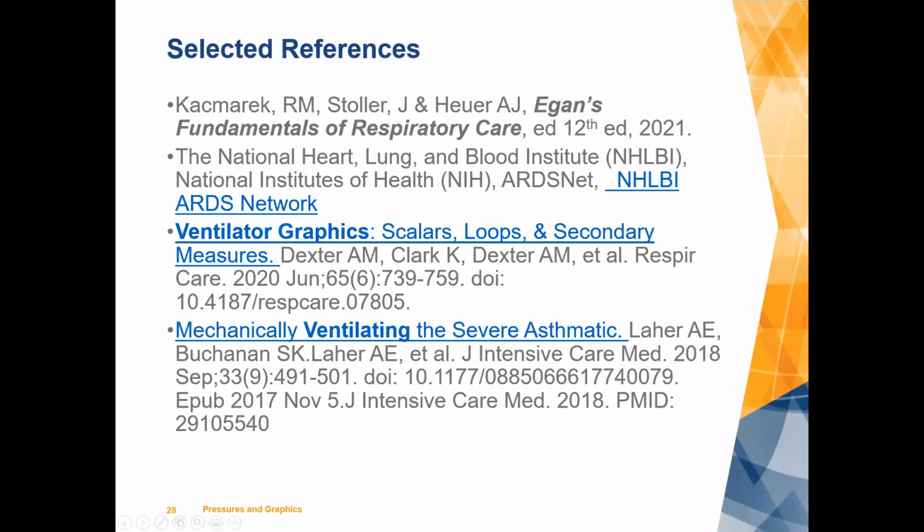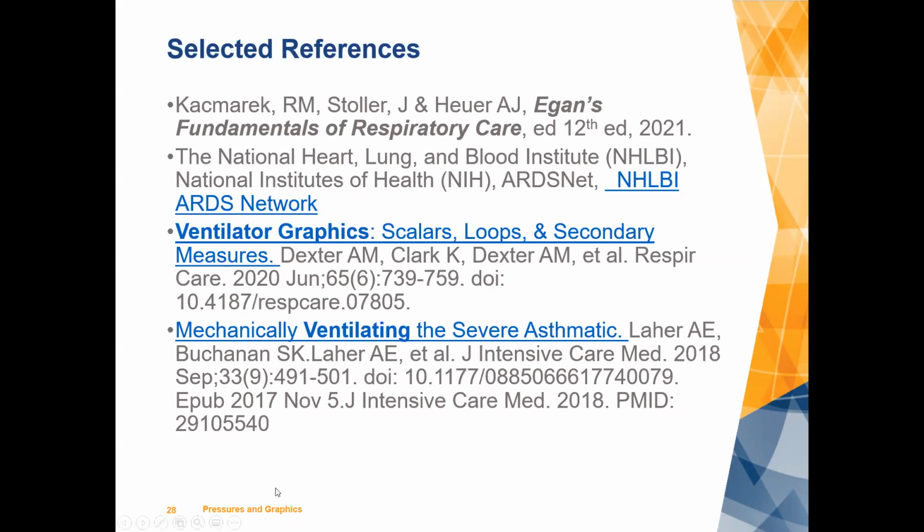And lastly, I want to share with you some references that may be beneficial. Bob Kaczmarek, God bless his soul, one of my mentors and a friend, passed away fairly recently. The 12th edition of Egan's Fundamentals has been out for about nine months now. That's an excellent source, with some very good chapters done by Bob Kaczmarek and also by Rob Chatburn. There are also some sources on ventilator graphics, scalars, loops, secondary measures, and another that talks about ventilating the severe asthmatic patient.